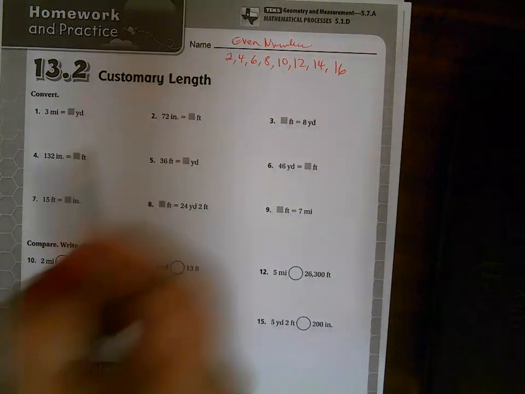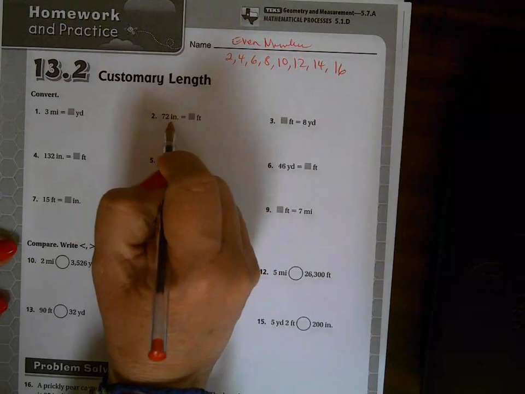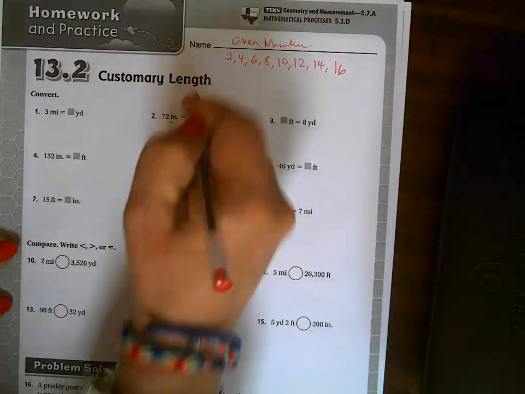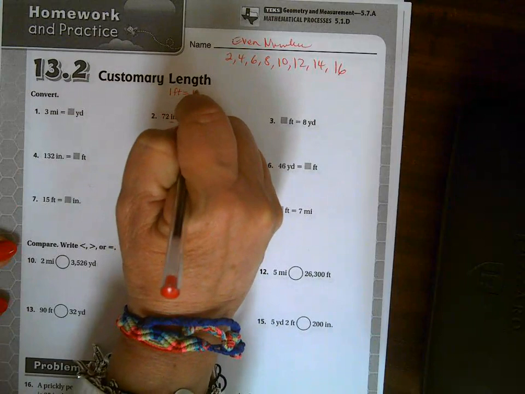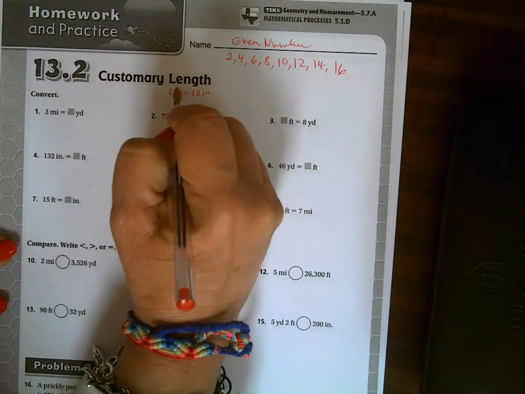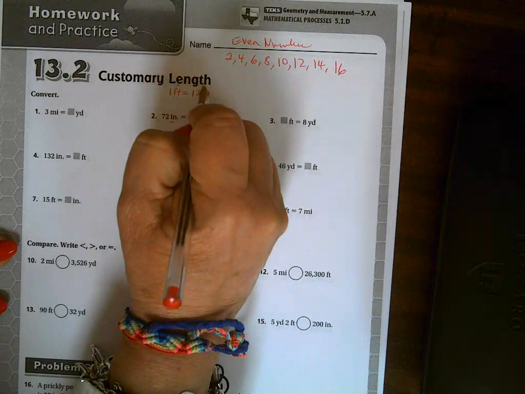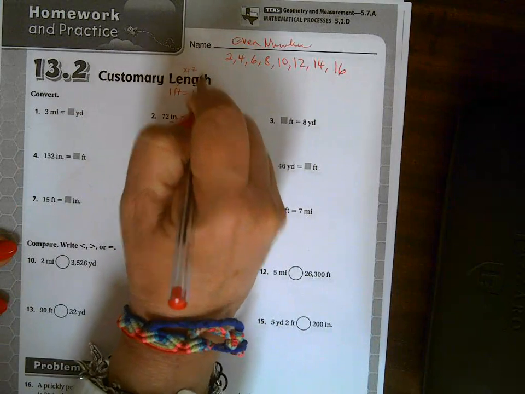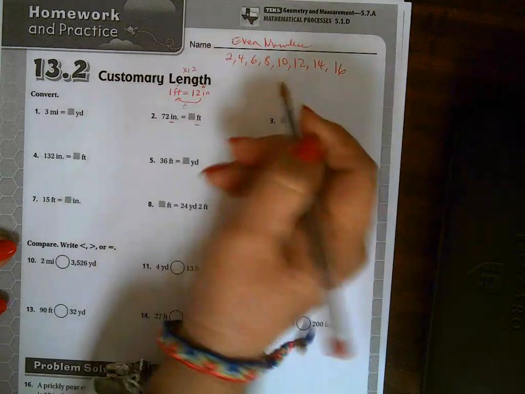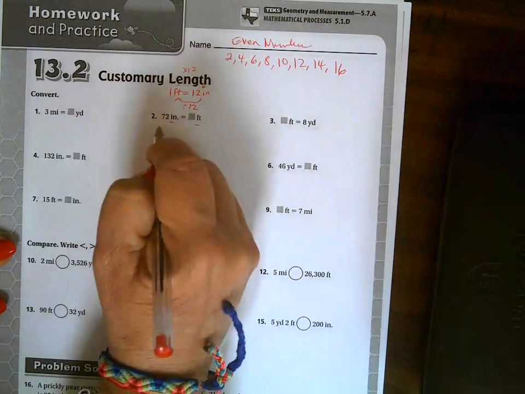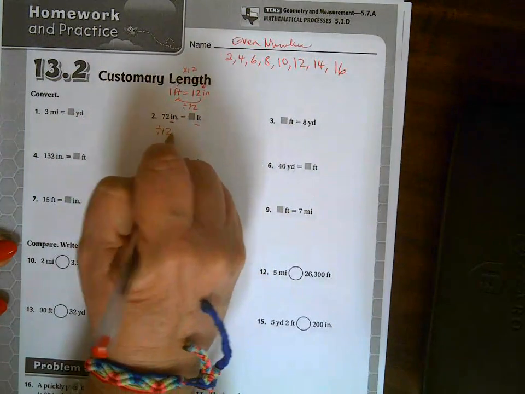So let's begin. Here you're going to go from inches to feet. I'm going to write up here. I know that 1 foot is equal to 12 inches. If I go from feet to inches, it's multiplied by 12. Inches to feet, I'm going to divide by 12. So 72 divided by 12.